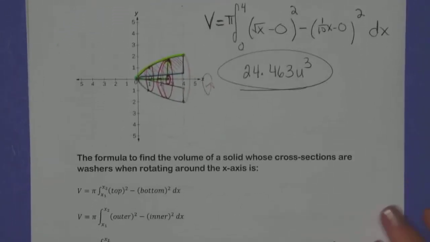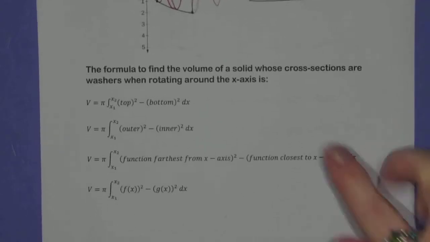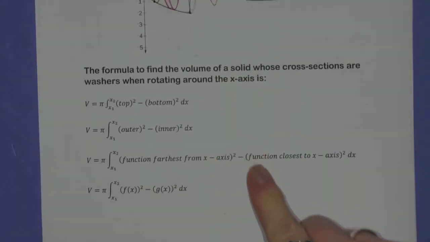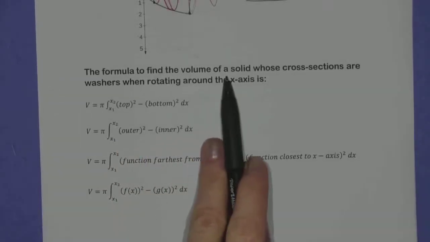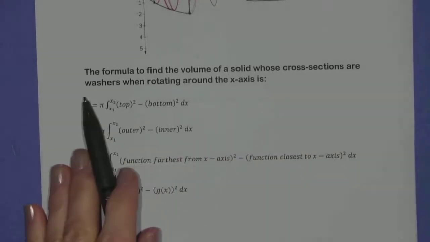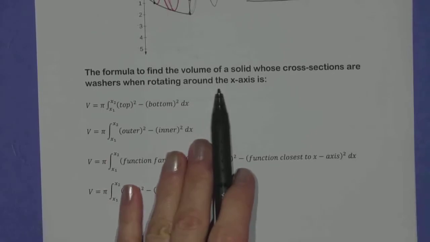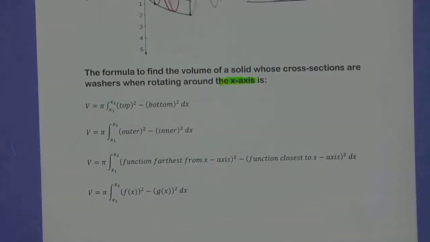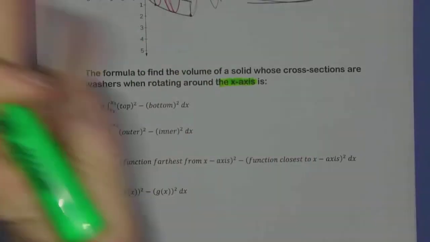Now, what I did down here, believe it or not, all four of these formulas represent the same idea. It says the formula to find the volume of a solid whose cross sections are washers when rotating around the x-axis is... Okay, there's a couple different ways to think about it.